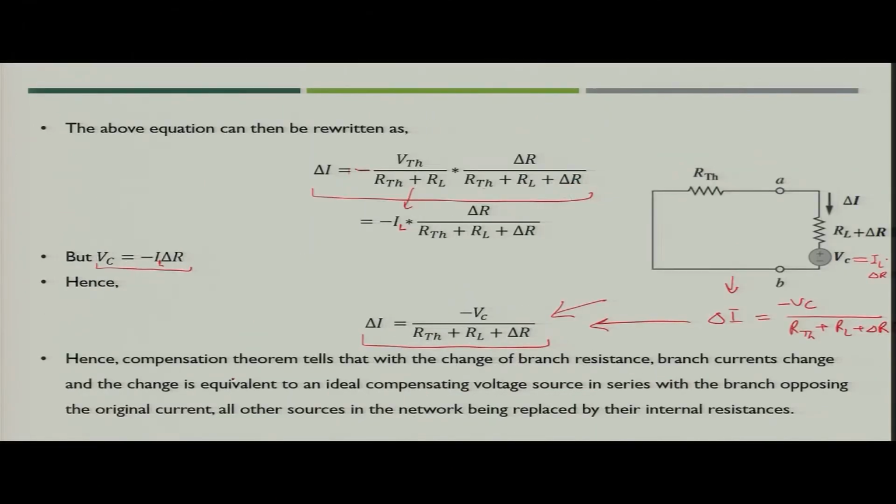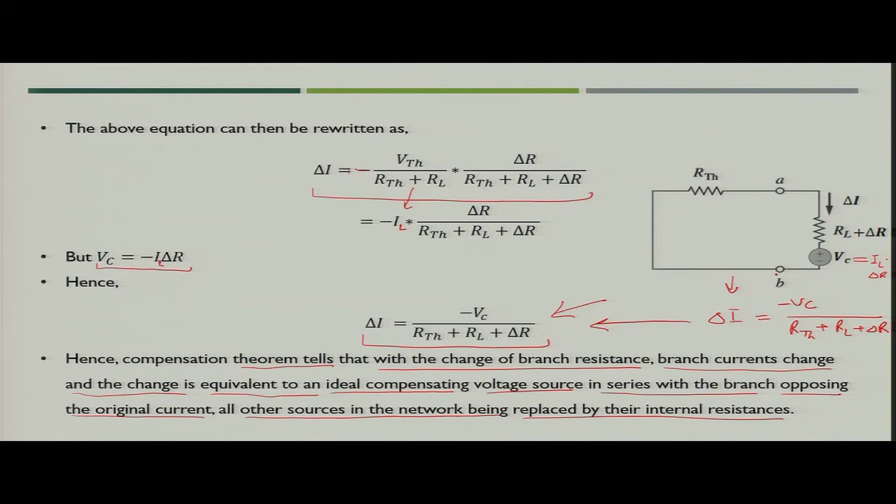So, the compensation theorem can basically be summarized as follows: with the change of the branch resistance, branch current changes and the change is equivalent to an ideal compensating voltage source, that is in series with the branch opposing the original current, and all other sources in the network being replaced by their internal resistances. So, that means that the internal resistance of the network is nothing but Rth. So, other sources are replaced by only the internal resistance.